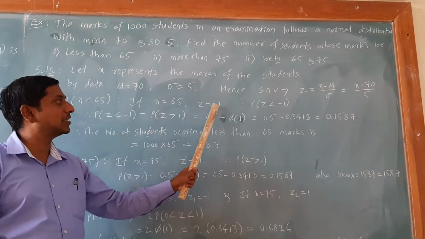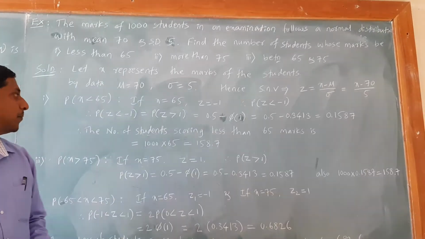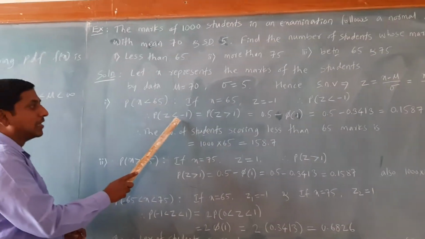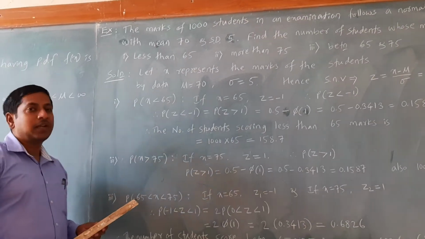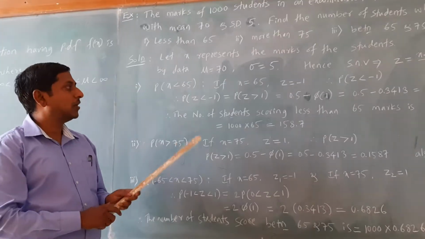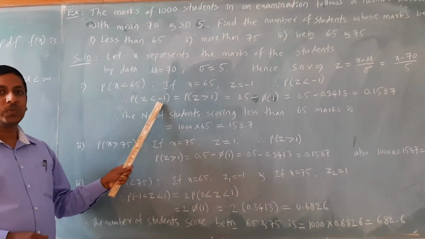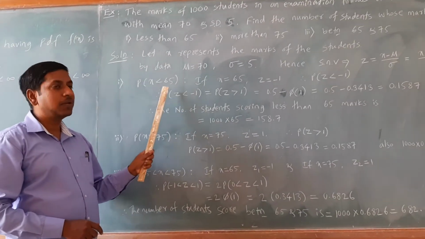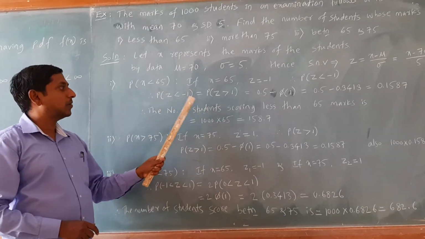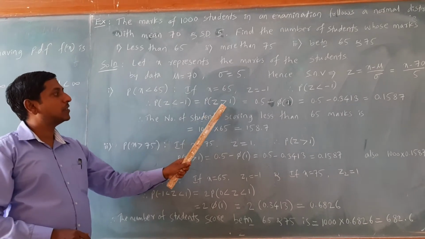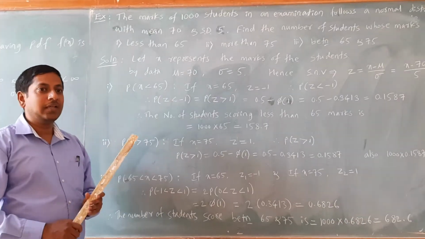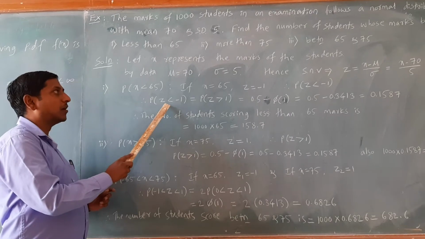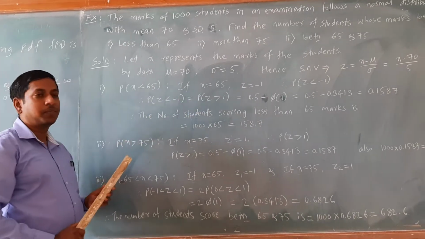So minus 1 is the value of z here, so z is less than minus 1. In normal distribution, it is not possible to calculate the minus value, so we convert these minus values in terms of plus. It is converted in this formula: probability of z is greater than 1. If it is a negative term, you always have to express it in terms of plus sign.